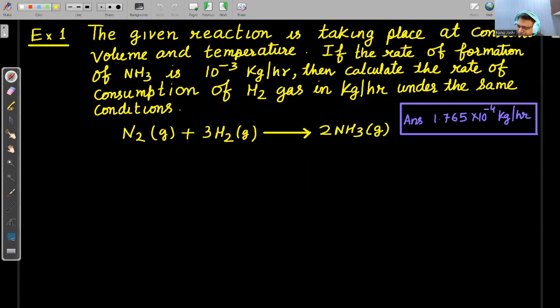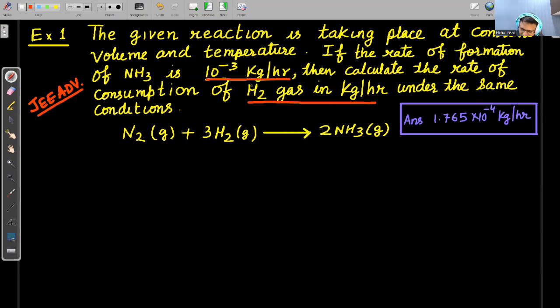So here they have given the rate of formation of ammonia, that is 10 to the power minus 3 kg per hour, and they are asking about the rate of consumption of hydrogen in kg per hour. Most of the time, 99% of questions are based on writing the rate of reaction in terms of change in concentration. This question is from JEE Advanced. Long back they asked this concept, and it's very common for JEE Mains, right? So be careful when you are writing in terms of mass per unit time.